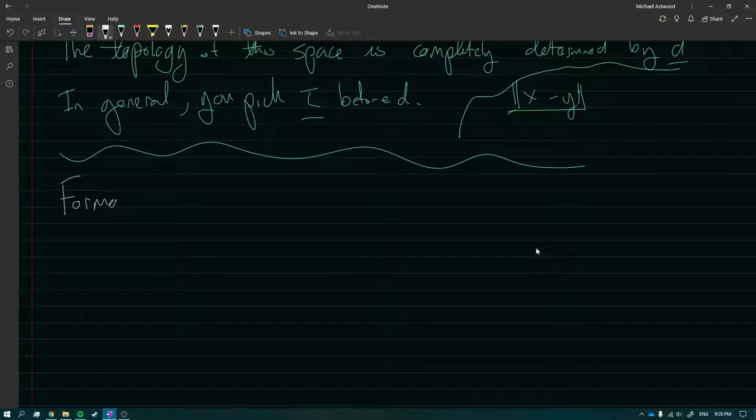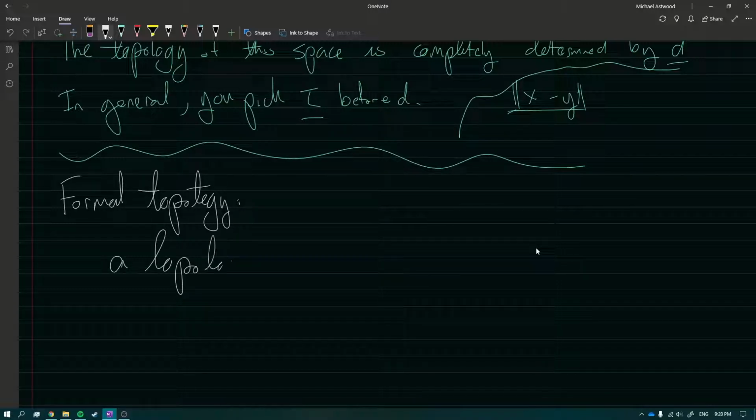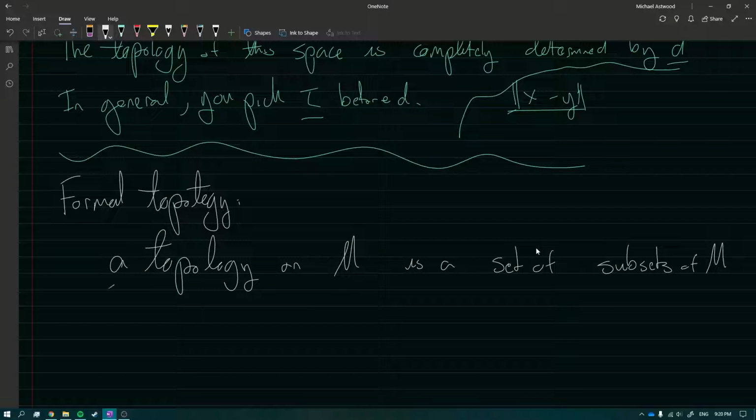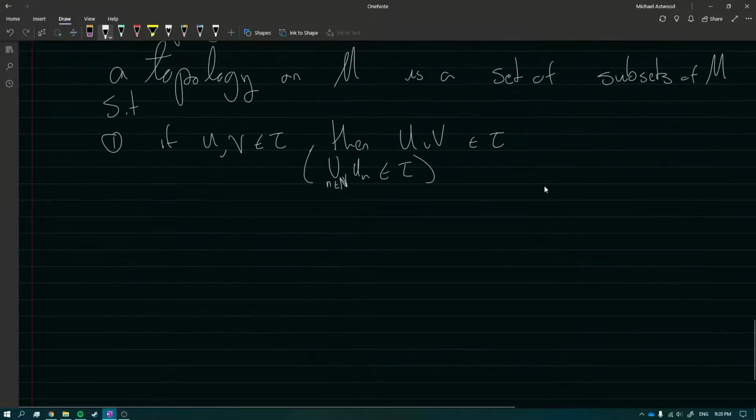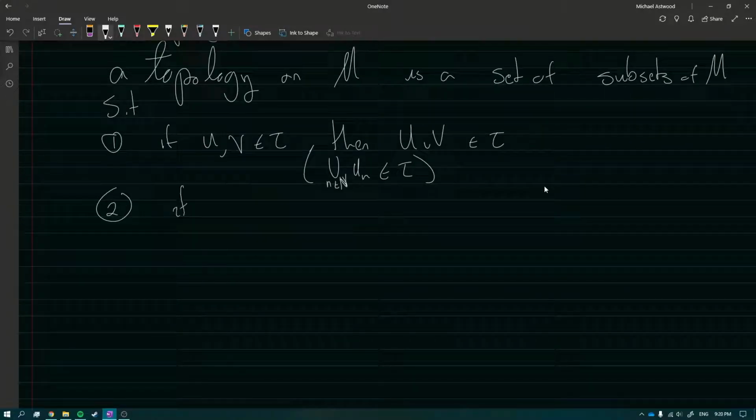Formal topology. A topology on M is a set of subsets of M such that, first, if U and V are in the topology, then the union of U and V is in the topology. In fact, all infinite unions over open sets is an element of the topology. Second of all, if U and V are elements of the topology again, then U intersect V is an element of the topology.